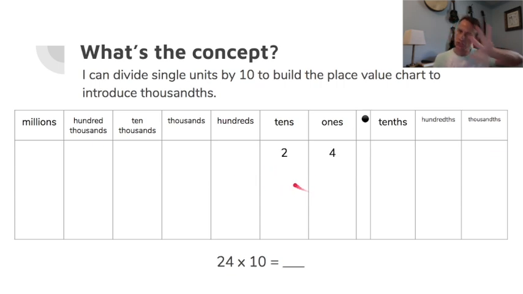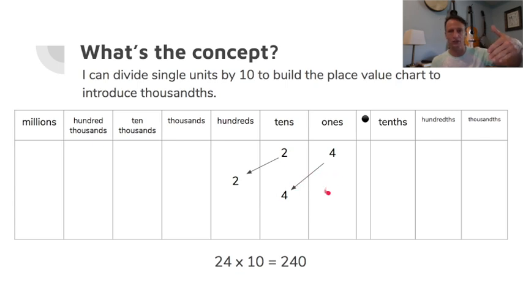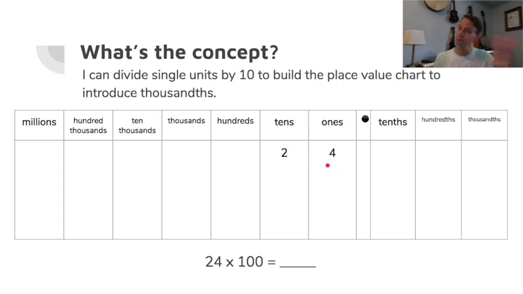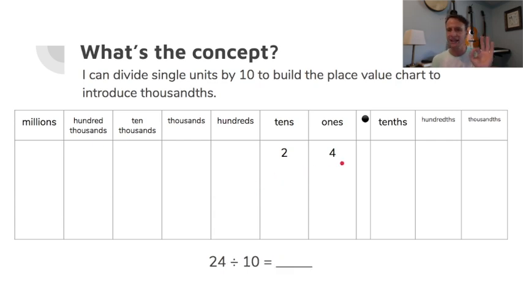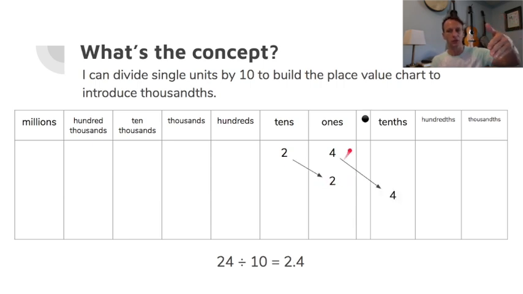24 times 10. Shift both numbers up that place value chart. 2, 4, and now we have to place a 0 here because we have 0 ones, right? 240. 24 times 100, that's right. Both digits will move up 2 places because it's times 100 now. 2,400. How about this? When we divide 24 by 10, each digit's going down the place value chart 1 place, dividing by 10, we end up with 2 and 4 tenths.